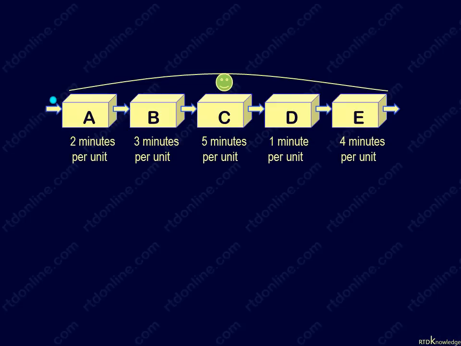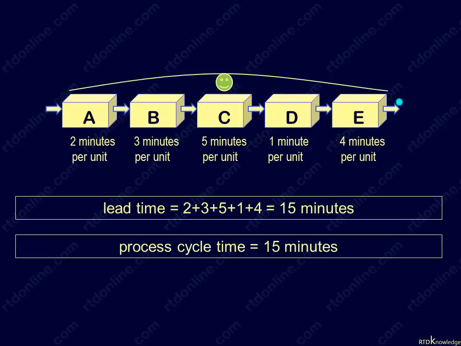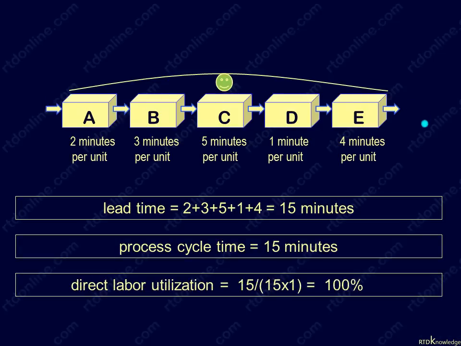Next, let's find out the utilization of our process if it's run by only one operator. Lead time stays at 15, and we saw earlier that the cycle time in this case is also 15 minutes. So the direct labor utilization is 100%. This is always the case for any one-man operation, since he is always the bottleneck, and bottlenecks are always busy working. They wait for no one.